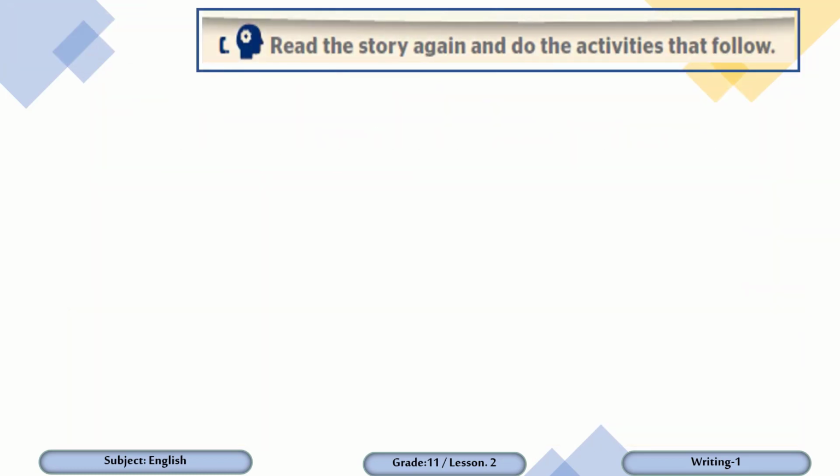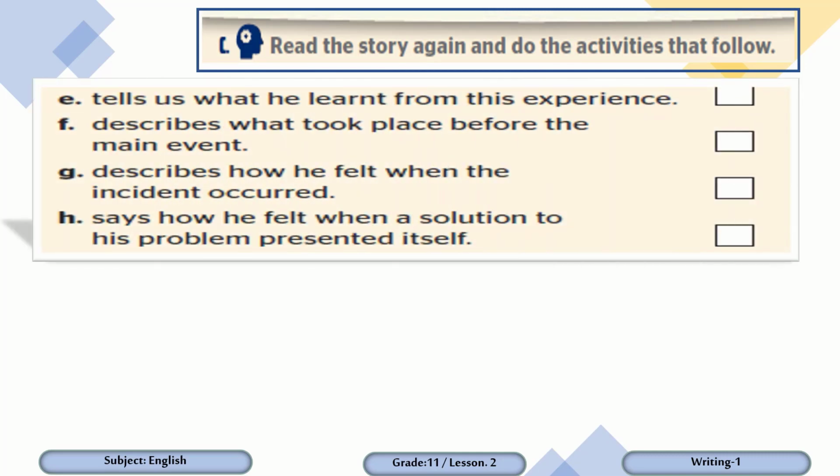Dear students who are still in exercise C, Students' Book page 48. Now you need to know in which paragraph does the writer tell us what he learned from this experience? Letter F. In which paragraph does the writer describe what took place before the main event? J. In which paragraph does the writer describe how he felt when the incident occurred?